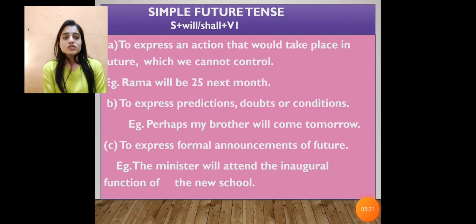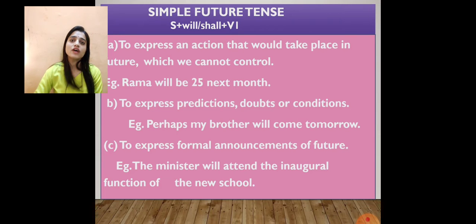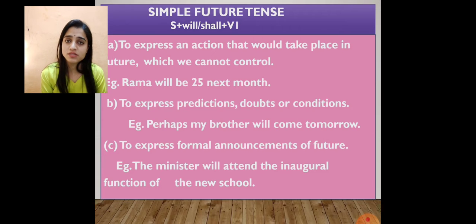Coming to the third usage, that is to express the formal announcements of future. If in future you are making some announcements, then for those announcements you use the simple future tense. For example, the minister will attend the inaugural function of the new school. So this is an announcement you are making, the announcement for the function that is going to be held in a period in the future.